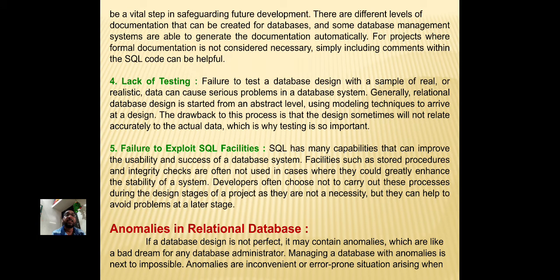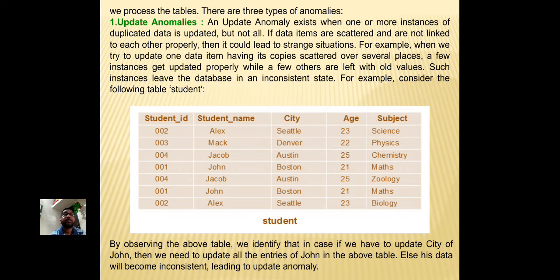Anomalies in relational databases. If a database design is not perfect, it may contain anomalies, which are like a bad dream for any database administrator. Managing a database with anomalies is next to impossible. Anomalies are inconvenient or error-prone situations arising when we process the table. There are three types of anomalies. First, update anomalies.